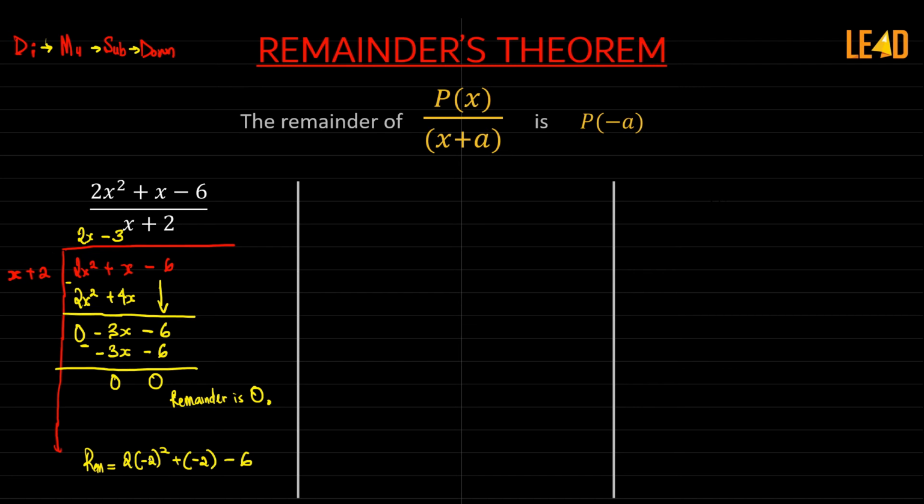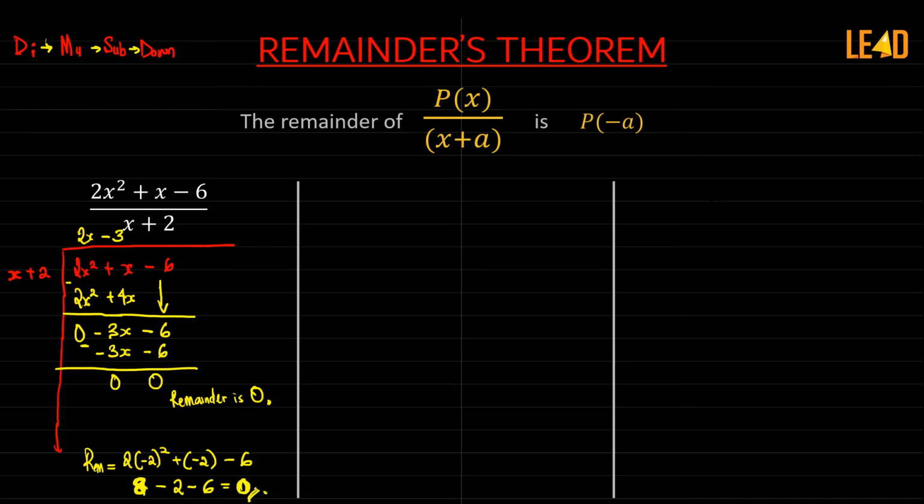So let's work out the math. Minus 2 squared is positive 4. 4 times 2 is 8, sorry, my bad. Then minus 2 minus 6. 8 minus 2 is 6. Then 6 minus 6 is 0.